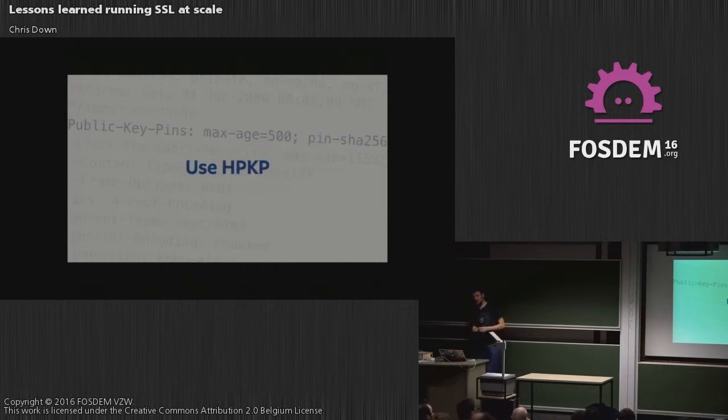HPKP, the thing which I can never say correctly at speed. It's a great way to stop a rogue CA, of which there have been many, like DigiNotar, and you could also argue that what Symantec did was the actions of something rogue. It's a great way to stop a rogue CA from issuing stuff for your domain. So after the first load, it tells your browser to only accept a certain set of public keys, and one of those public keys must be in the chain which you serve. It can be the leaf, the intermediate, or the root, and those all have different properties. Many people recommend pinning to the intermediate, the reason being that whenever your cert gets compromised, you can issue a new one from the same CA. Great.